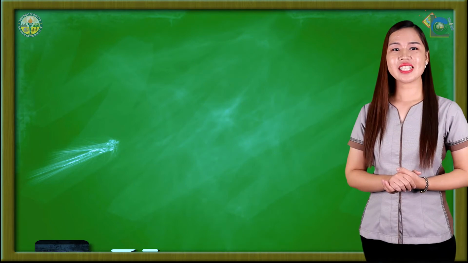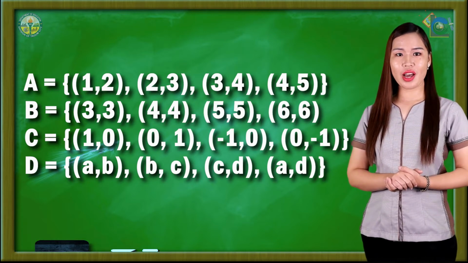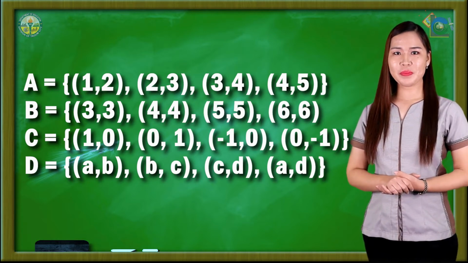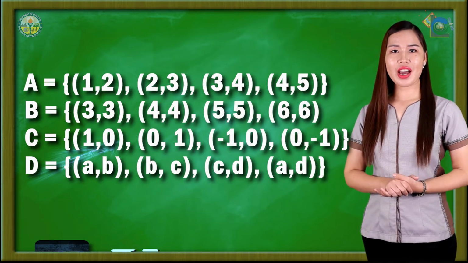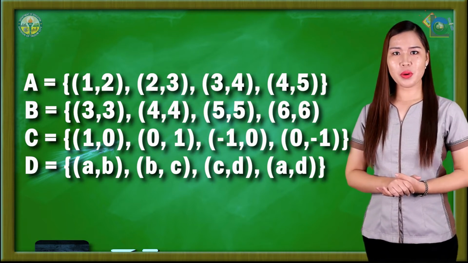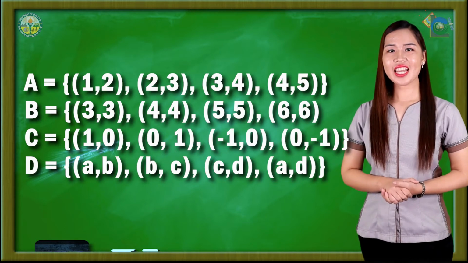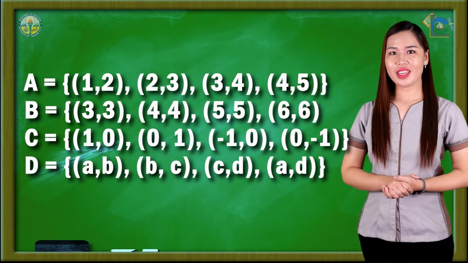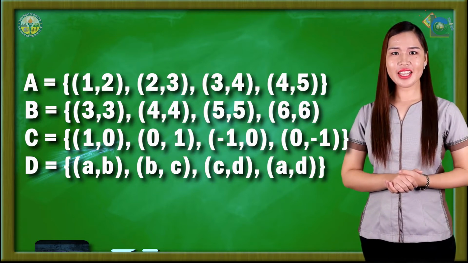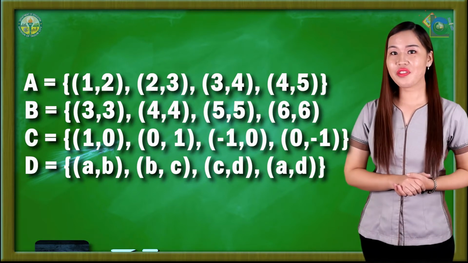To further understand function, let's study the following ordered pairs. Set A with the following ordered pairs (1, 2), (2, 3), (3, 4), and (4, 5). Set B with the following ordered pairs (3, 3), (4, 4), (5, 5), and (6, 6). Set C with the following ordered pairs (1, 0), (0, 1), (1, 0), and (0, -1). Set D with the following ordered pairs AB, BC, CD, and AD. Among the relations, which do you think are functions?